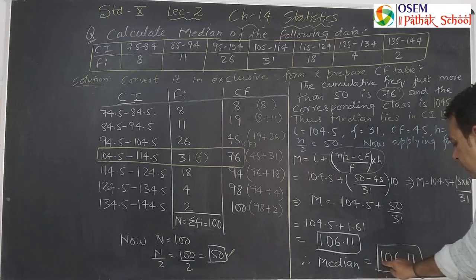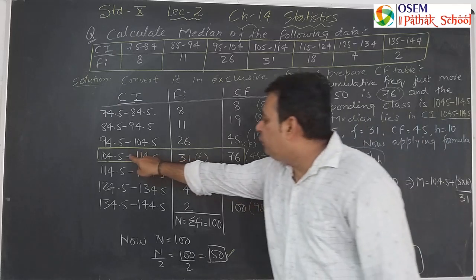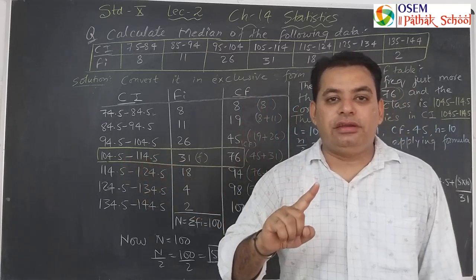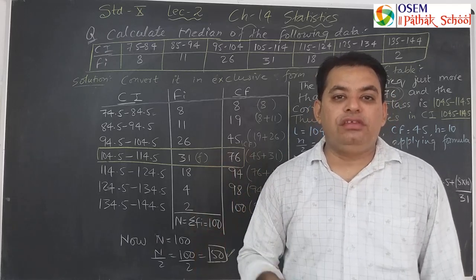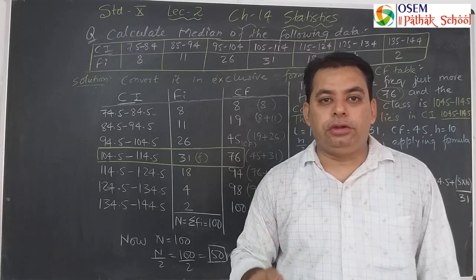Now you can see over here, median का आंसर क्या है हमारा? We got the answer 106.11. You can clearly see it lies between this class interval only. If it comes in this class interval, that means your sum is right. Related to this, I have given some sums for practicing. Practice this by yourself. Don't use calculators. Okay?